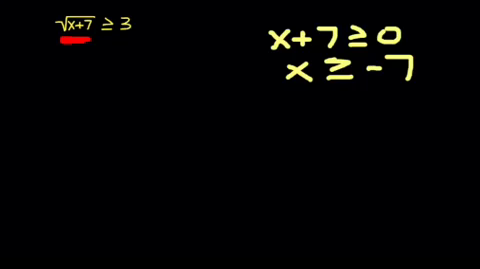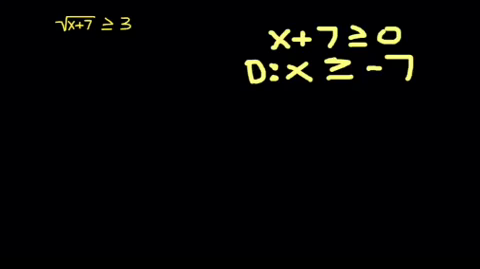So as long as any answer I get when I solve the problem on the left side is greater than or equal to negative 7, then I'll be able to use the entire solution set. If not, I may have to limit my solution set based on this domain of x is greater than or equal to negative 7. So that's where we're going with this. I'm going to put a D right there to identify that as my domain.